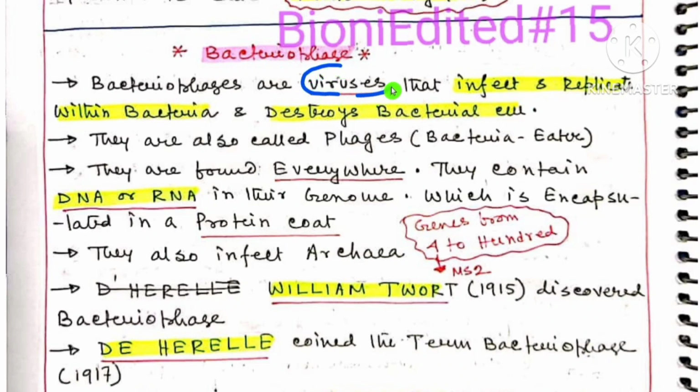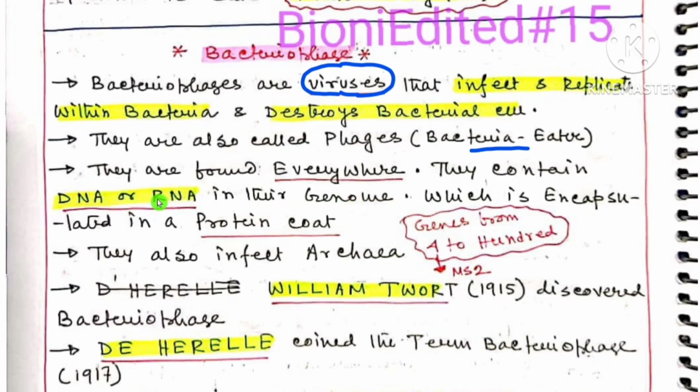Since this is a virus, bacteriophage must contain a capsid layer and genetic material. They are also called phages, or bacteria eater, since they destroy bacteria when they attack bacteria. Bacteriophage can be found everywhere. They contain DNA or RNA in their genome.